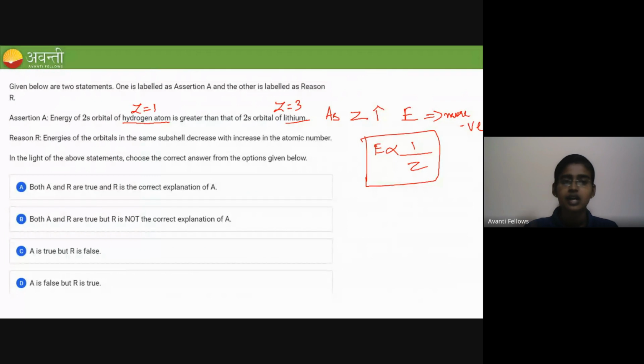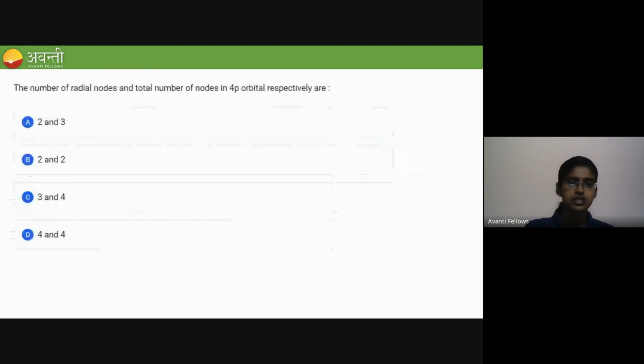So it is correct. And the reason says that the energy of the orbitals in the same subshell, because both are 2s, decreases with increase in the atomic number. Yes, energy decreases with increase in the atomic number. That is the correct reason. So both A and R are true, and R is the correct explanation of A. Okay, fine. Let's move on to the next question. The number of radial nodes and total number of nodes in 4p orbital respectively are. So we know, to find out the radial nodes, right?